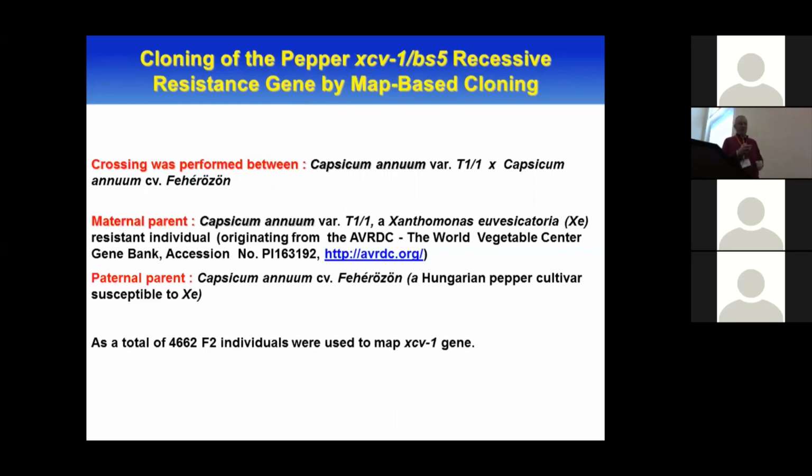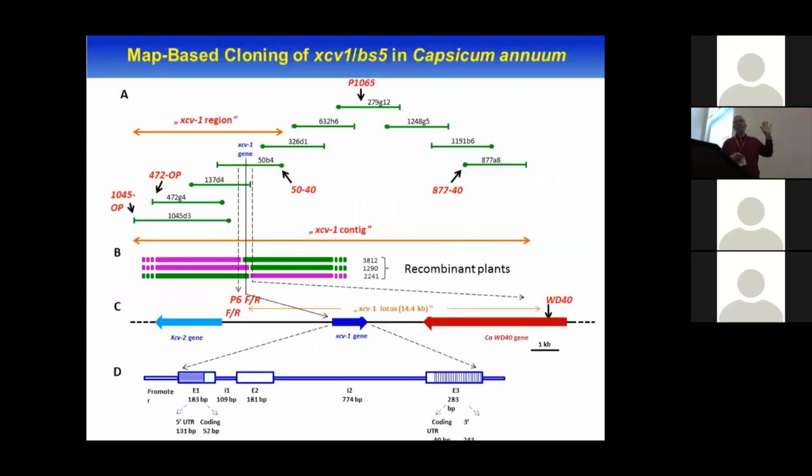But this was done the old-fashioned way, where essentially you had a resistant plant and a susceptible plant, and 4,662 F2 individuals. There are three things important in map-based cloning: recombinants, recombinants, and recombinants to your closest markers. How far can you narrow down the particular locus between the closest markers on either side? Once you establish that, then you can identify the physical region of DNA that spans those markers, and your gene should be in that particular region. So that's what happened here. It was narrowed down to these.